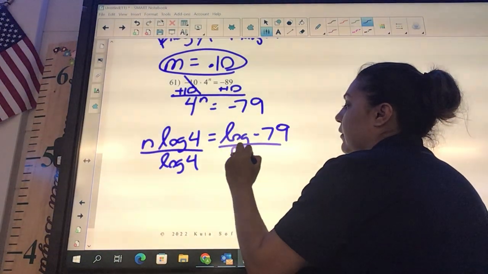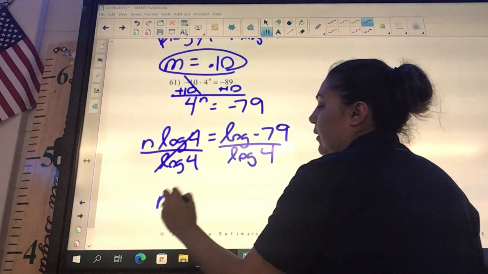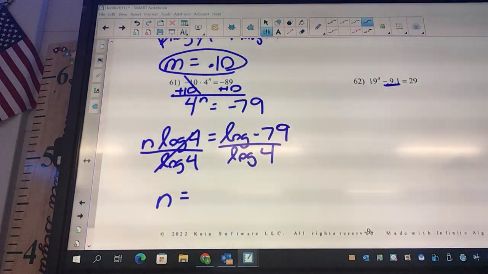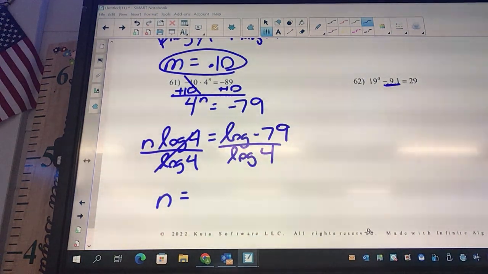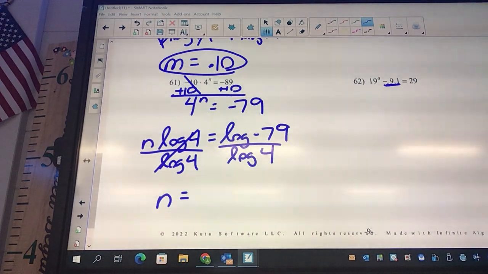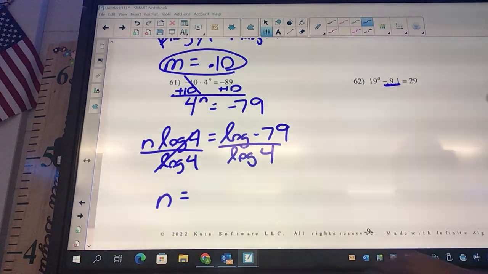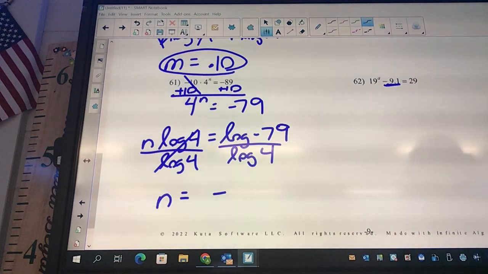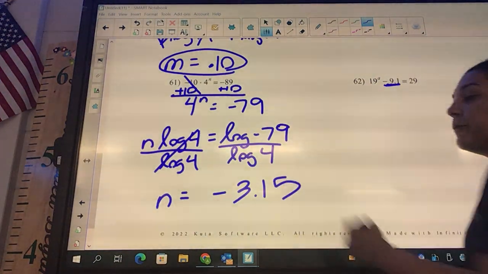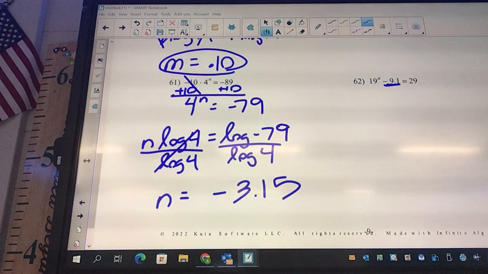Hayes, you with us? So when I put log of -79 over, I have to put the negative, right? Yes. Error. That's what I got too. So maybe don't put the negative and you just throw it on the end. I got 3.15 if I don't put the negative, so it will still be negative 3.15. So you'll just throw the negative at the end.